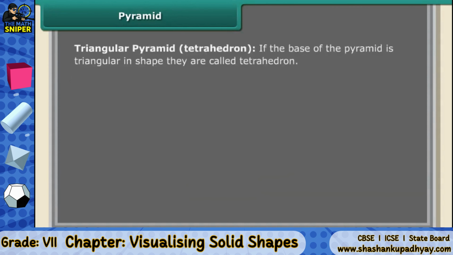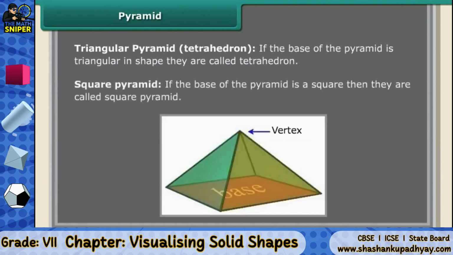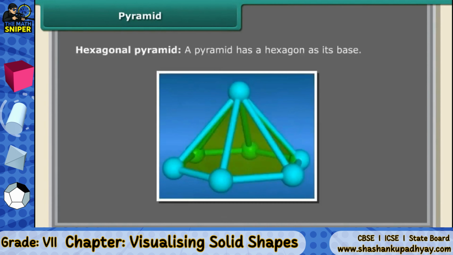Triangular pyramid, tetrahedron. If the base of the pyramid is triangular in shape, it is called a tetrahedron. Square pyramid: if the base of the pyramid is a square, then it is called a square pyramid. Hexagonal pyramid: a pyramid that has a hexagon as its base.